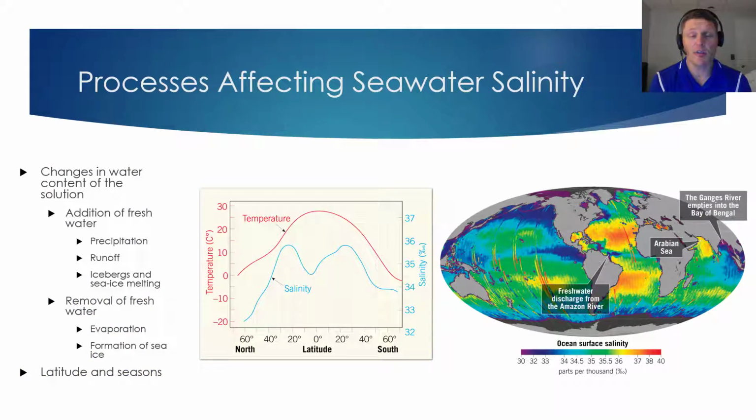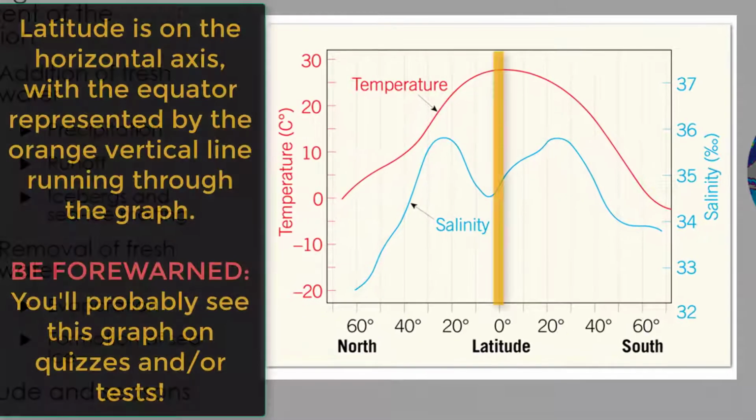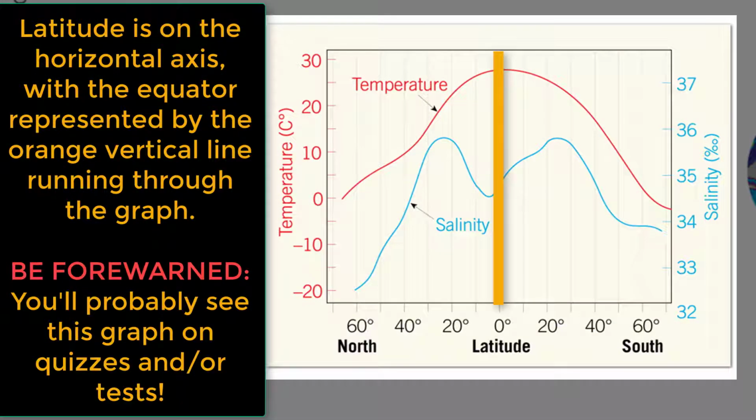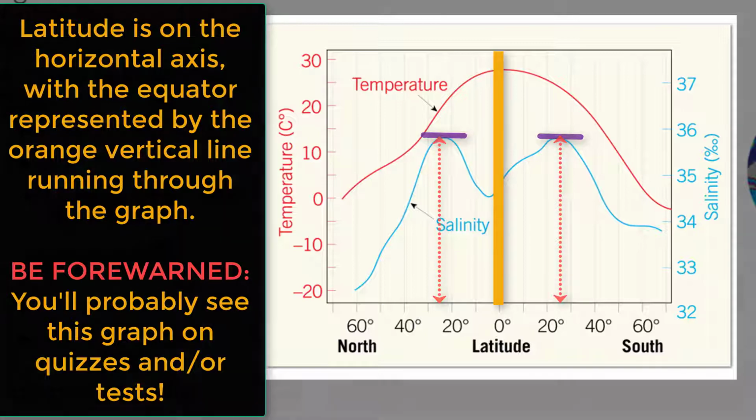Now let's shift our attention to the processes that affect seawater salinity. When you consider all of the latitudes on planet Earth, you'll notice that the salinity varies from location to location, as does the temperature of the ocean water. Common sense probably tells you that the temperatures for ocean water will be highest near the equator, and that's true. That's because most solar energy is concentrated at or near the equator. But when you look at the blue salinity plot for different latitudes, you might notice that it takes on an M shape, and that's a little bit harder to explain.